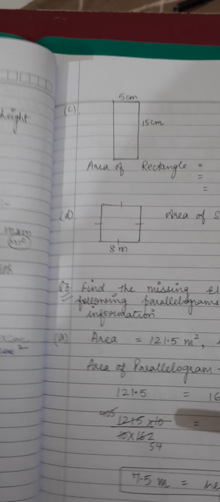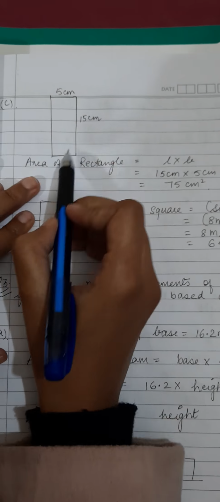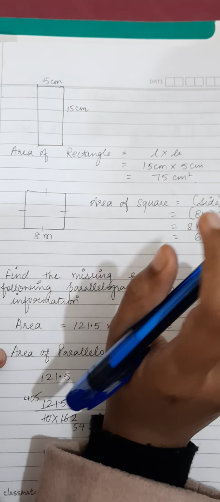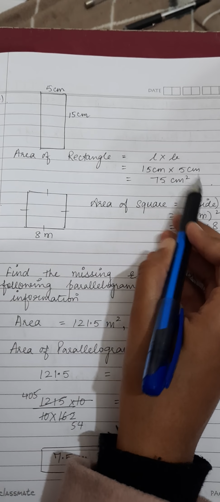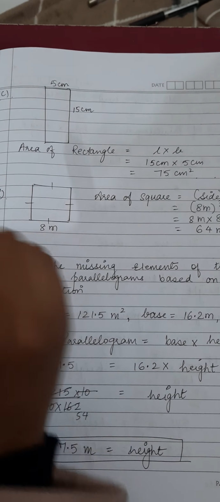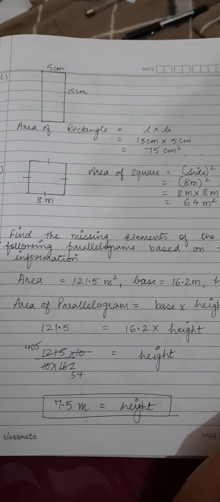Okay, now let's move to C part. In this, a rectangle is there, again length and breadth, you have to find the area, length into breadth. Answer will come 75 centimeter square. Length is 15, breadth is 5. Again, D part you will be doing by yourself.